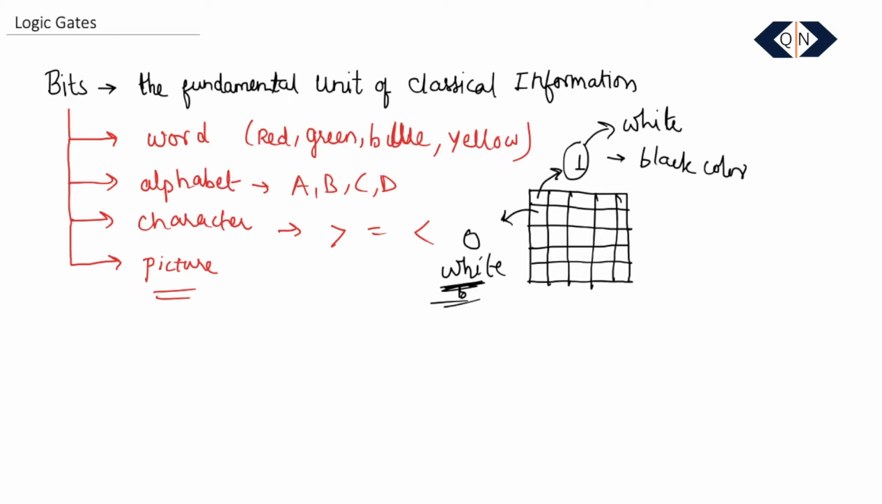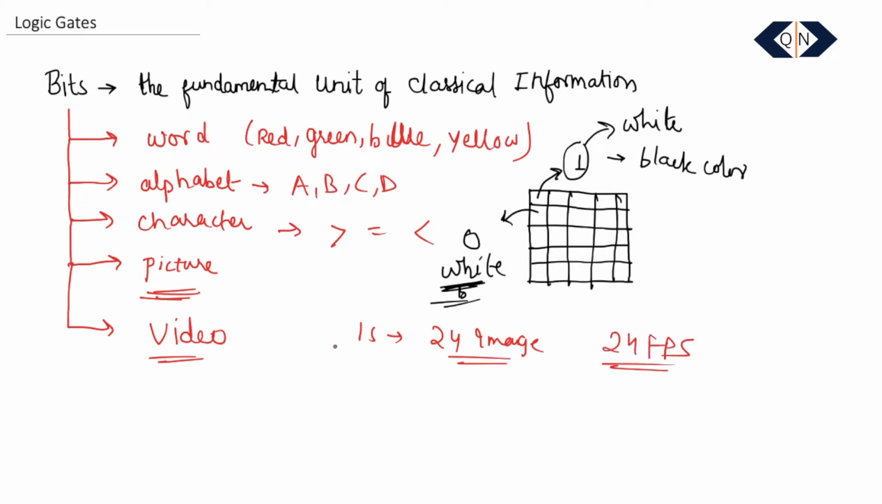So now if we can encode pictures, then we can also encode video, because video is a picture per frame. What is video? In 1 second, if there are 24 images running, then it is 24 fps video. So that is similar to that.